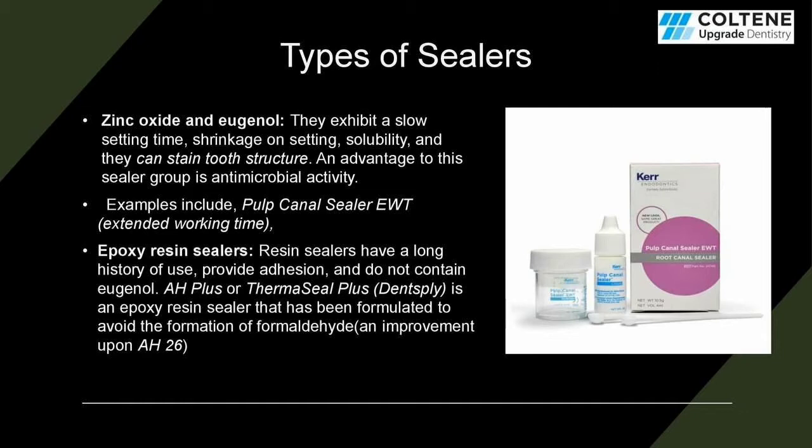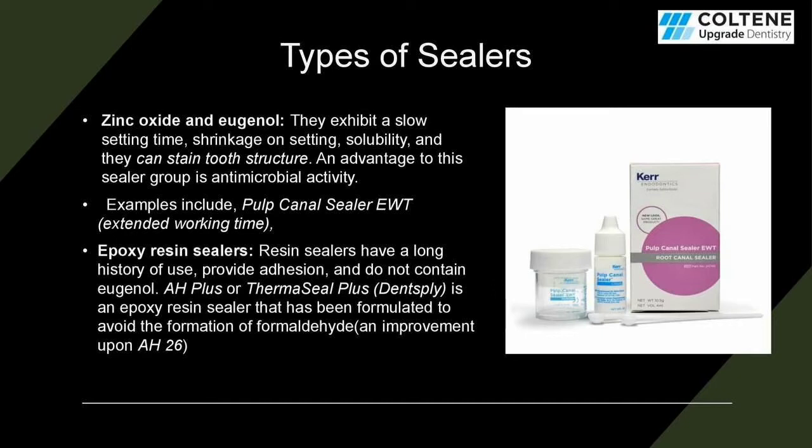Apart from the basic advantages and disadvantages that we have, it exhibits a very slow setting time. It shrinks on setting, which is a very bad thing for a sealer to have. It has a high solubility. And the one thing that really stands out is that it can stain tooth structure. Some of the zinc oxide eugenol sealers available in the market are mentioned in the example section. You can see it in the slide.